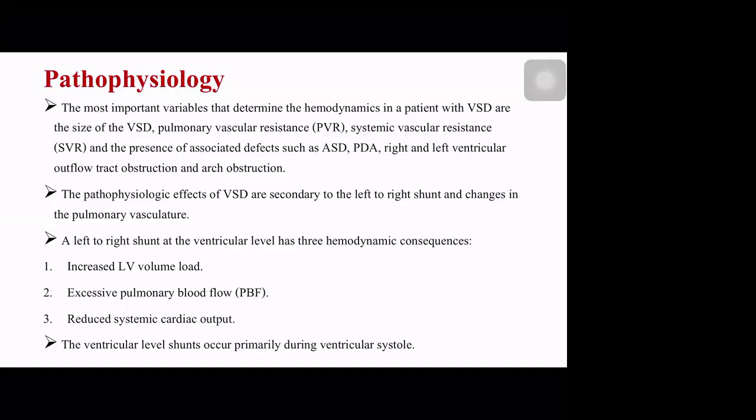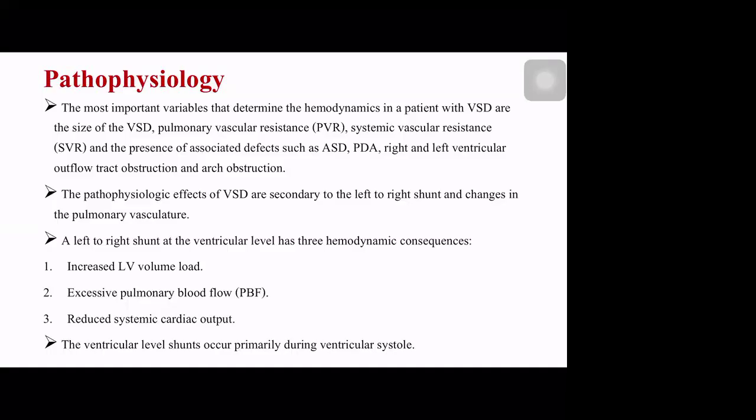The pathophysiologic effect of VSD is actually secondary to the left-right shunt and changes in the pulmonary vasculature. So in the initial stage, even in large VSD, there will be left-to-right shunt and a gradual increase in PVR and the PA pressure. Eventually, when the PVR is so high, suprasystemic compared to the SVR, there will be reversal of shunt and there will be right-left shunt.